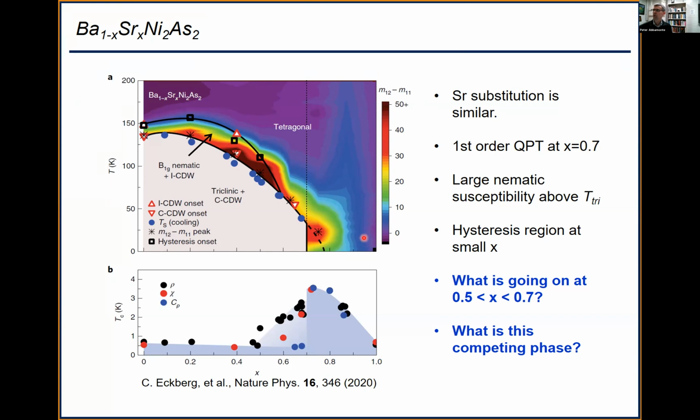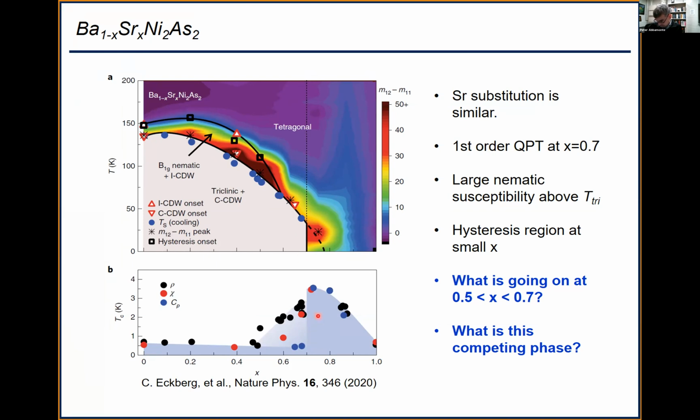I want to point out a couple of things. The first is in this region here, the nematic response is hysteretic. Out here, there's still a big response, but it's reversible. So it looks like there's some kind of static order or domains forming in this region that become dynamic out here. And for me, when I looked at this material the first time, I asked several questions.